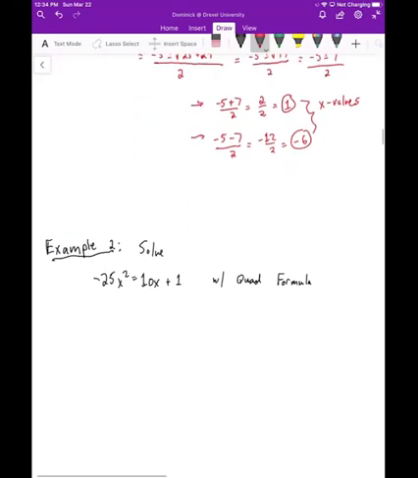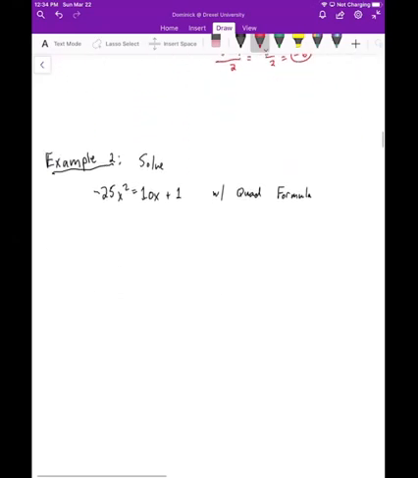Let's check out another example. In this example, we don't have everything on one side, so of course we want to do that first. I'm going to add the 25x squared to both sides. If we do that, we have that 0 is equal to 25x squared plus 10x plus 1.